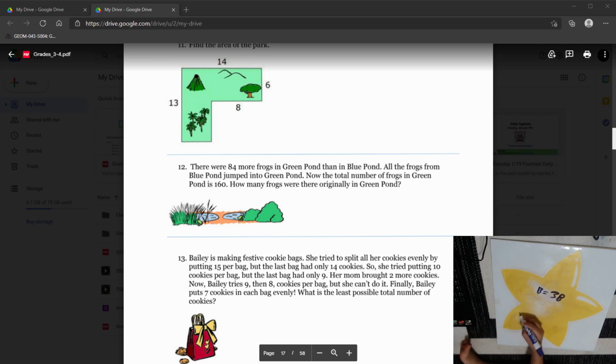Okay, so 84 plus 38 equals right here, and then we borrow over here, and so we would do 8 plus 3, which is 11, and that's 122. So 122 would be your answer. So green pond equals 122. So your answer would be 122.